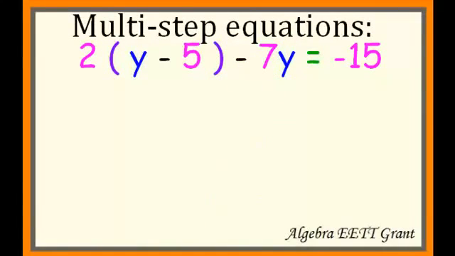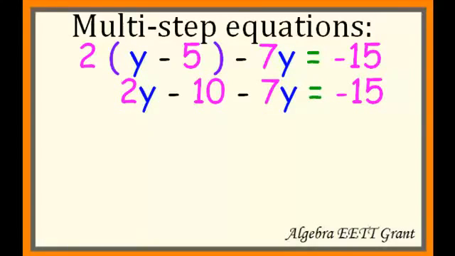Now let's look at a multi-step equation. In other words, this one's going to take more than 2 steps. How do we do a problem that looks like this? Well, with any equation, the first thing you have to deal with is the parentheses. So to get rid of a parentheses, when it's multiplied by a number out front, like in this case 2, we must distribute the 2. Well, 2 times y is 2y, and 2 times the 5 is negative 10. Now, everything else I just brought down.